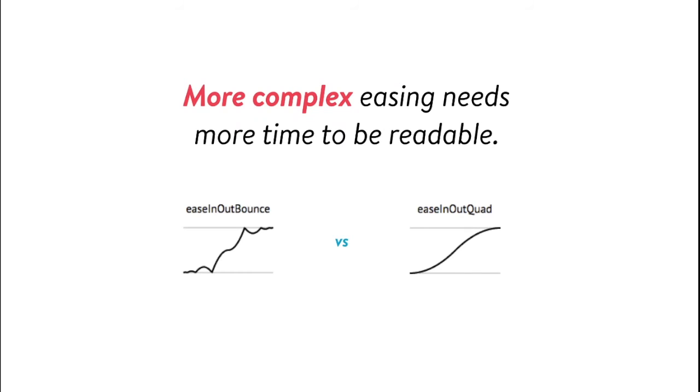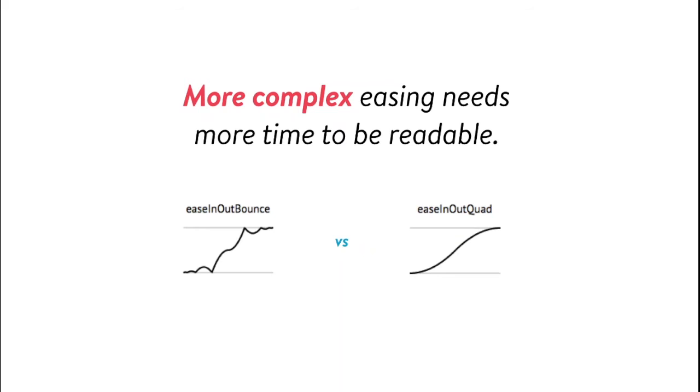On that same idea, more complex easing is going to need more time to be readable. If we compare these two easing graphs, there's the ease in out bounce, it's a long one, on the left, versus the ease in out quad on the right. I really should have picked shorter names for these. There's a lot of action happening in that ease in out bounce curve. We've got those different bounces, there's a lot of speed changes. An animation using that kind of easing is going to need more time, a longer duration to be readable than an animation that uses the ease in out quad.